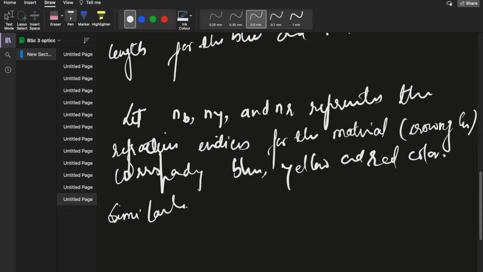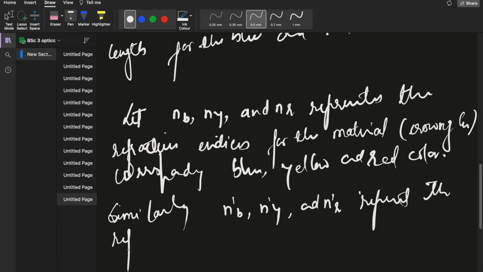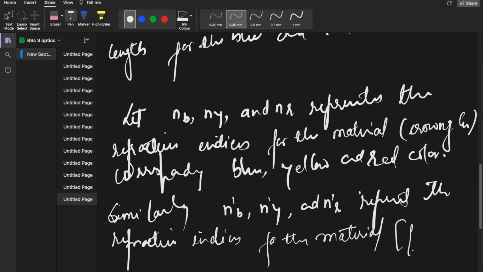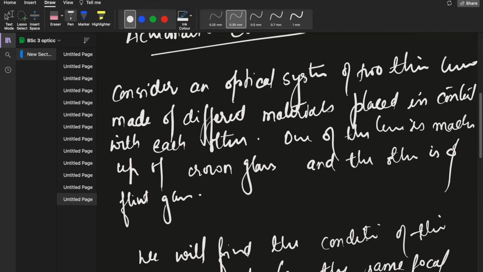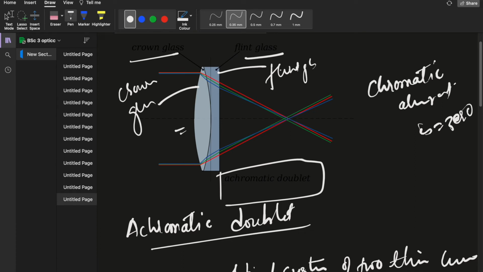similarly we can say N dash B, N dash Y, and N dash R represent the refractive indices for the material flint glass. So what we have written: we have one crown material and one flint material. For the blue, yellow and red, we write refractive indices without dash for crown, and with dash for the flint glass.